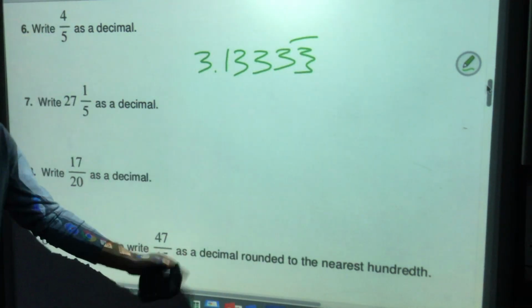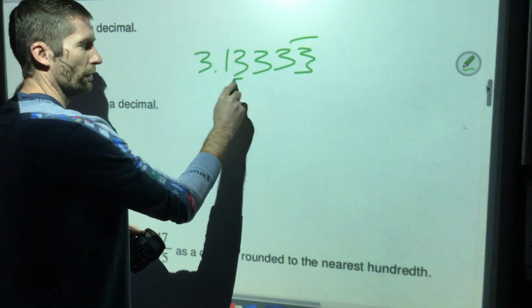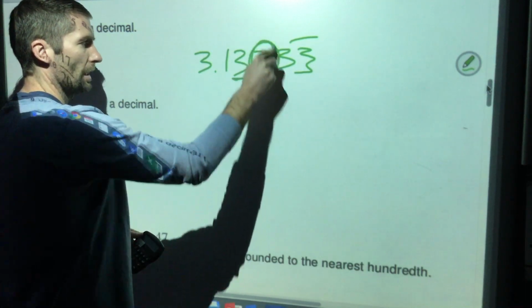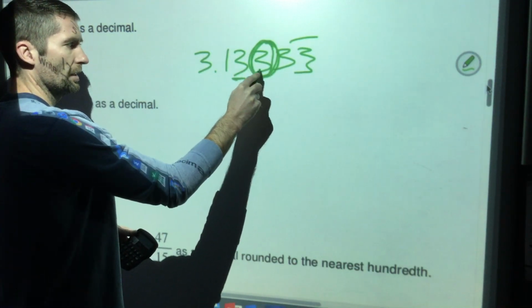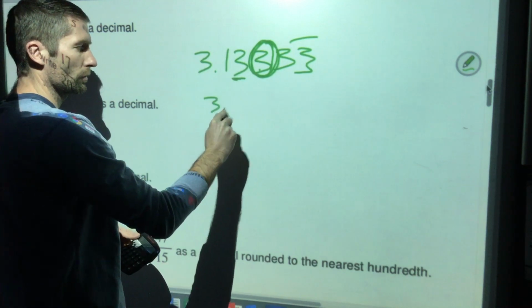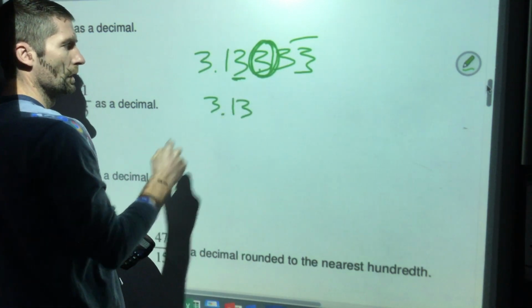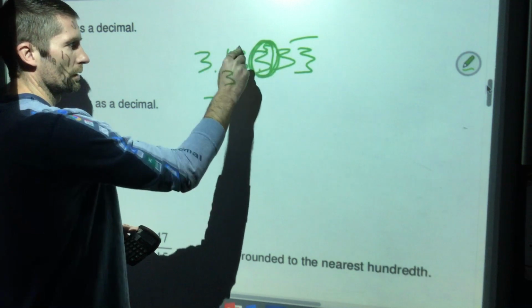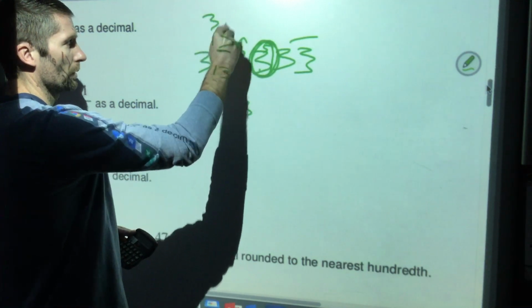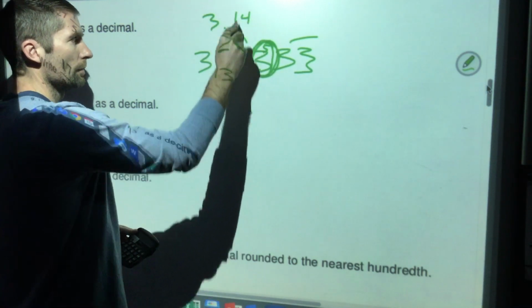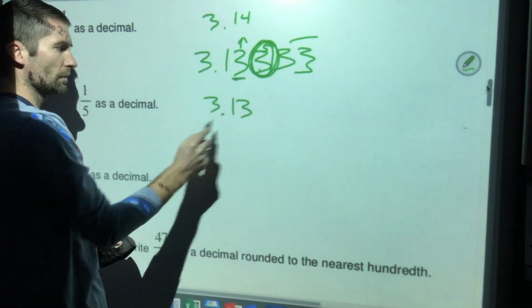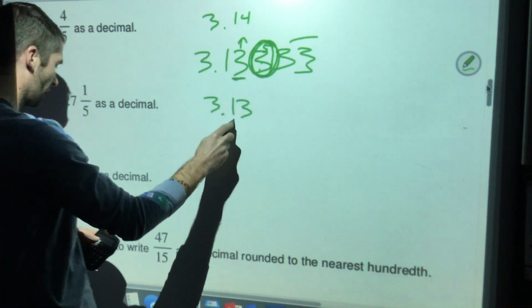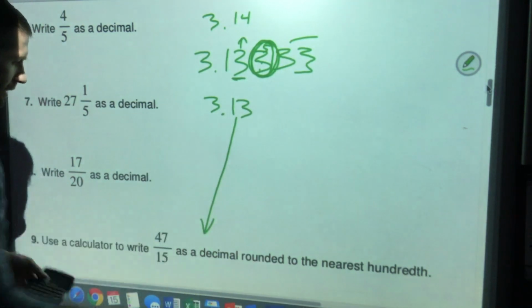Okay, we round to the nearest hundredth. So I find my hundredths place, I find my boss in my thousandths place, and we see that that keeps this the same. So the answer is 3.13. If this was 5 or greater, then this is going to go up to 3.14, because it'd be closer to 3 and 14 hundredths than 3 and 13 hundredths. But because it's a 3, that's my answer for that.